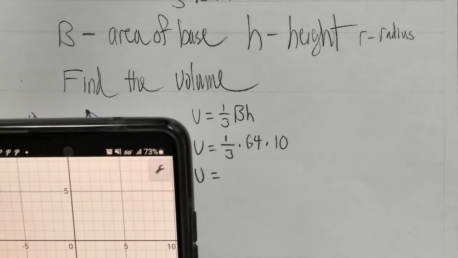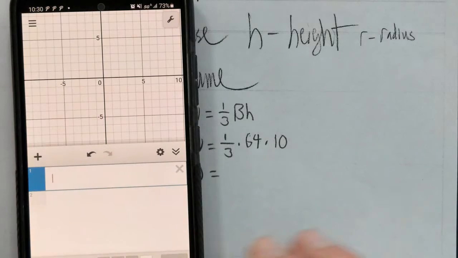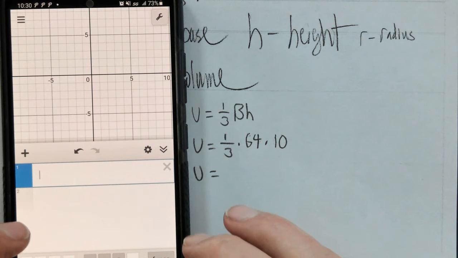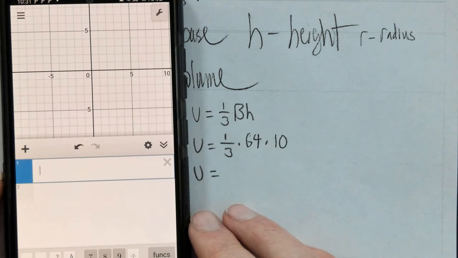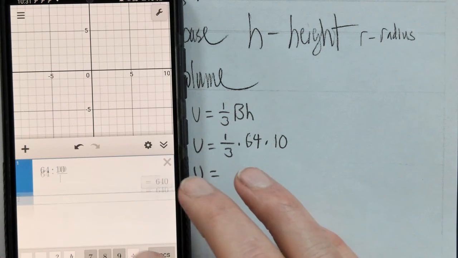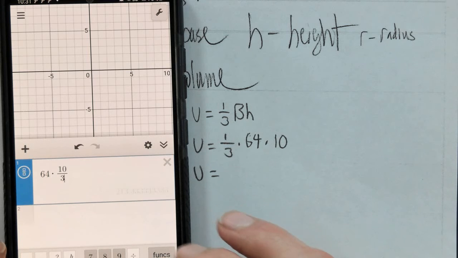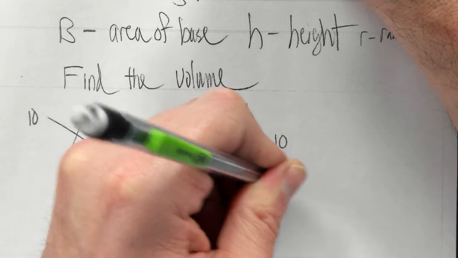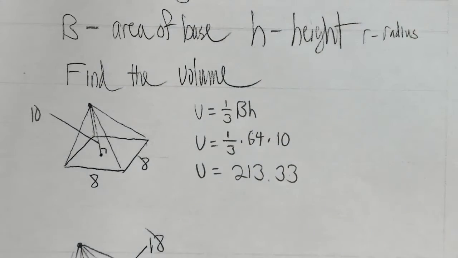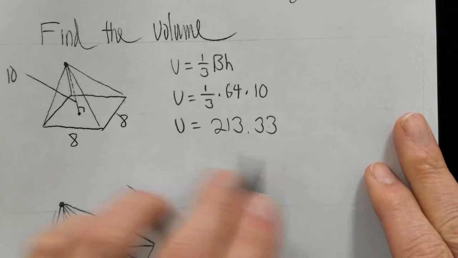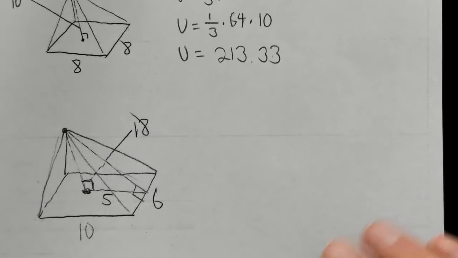Go to the calculator. Multiplying by 1/3 is the same thing as dividing by 3, so I'll just go 64 times 10 divided by 3, and it's 213.33. All right. And remember, this is cubic units. Units are not specified, but whatever units it would be, that cubic unit.